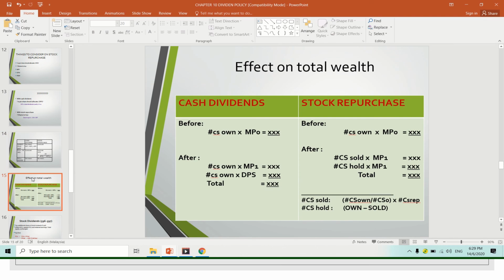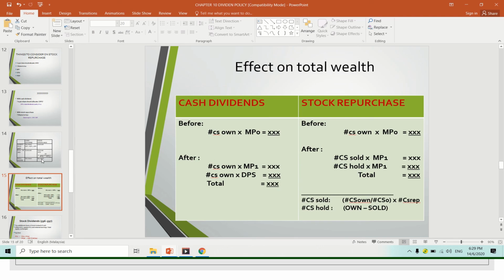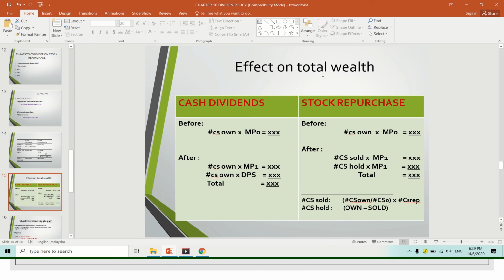Okay, and this is the effect on total wealth. We will do these two exercises. I will give you two exercises in the third video on how cash dividend and stock repurchase affect the market price of the stock, earning per share, price earning ratio, and also how stock dividend and stock repurchase give effect to total wealth.